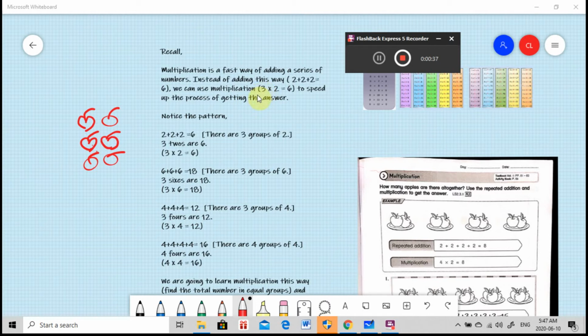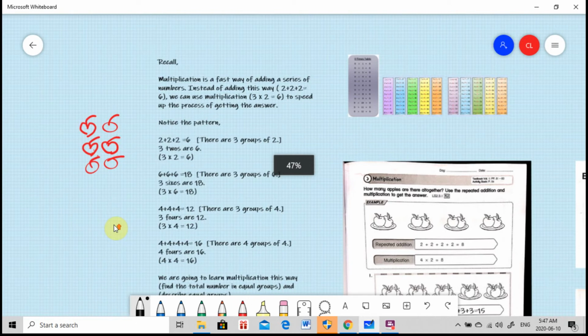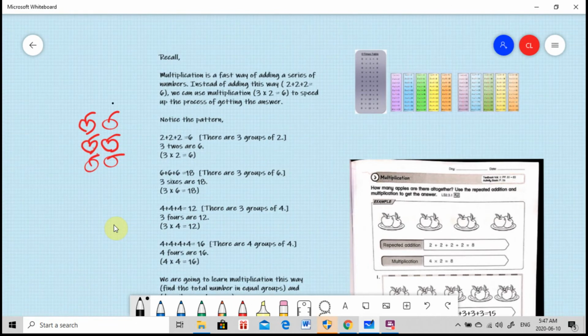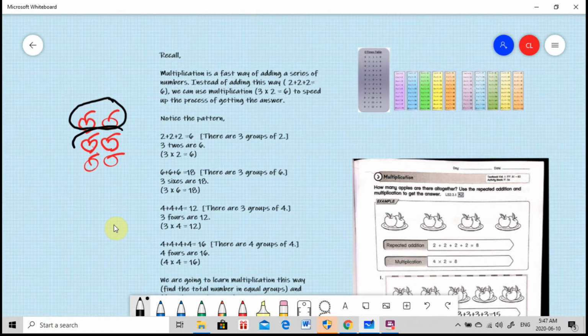We can just take 3 multiplied by 2, we get 6. So we have 3 groups of 2. So here we have one group, two groups, and we have 3 groups. So we have 3 groups of 2, we have 6. 3 times 2. 1, 2, 3.